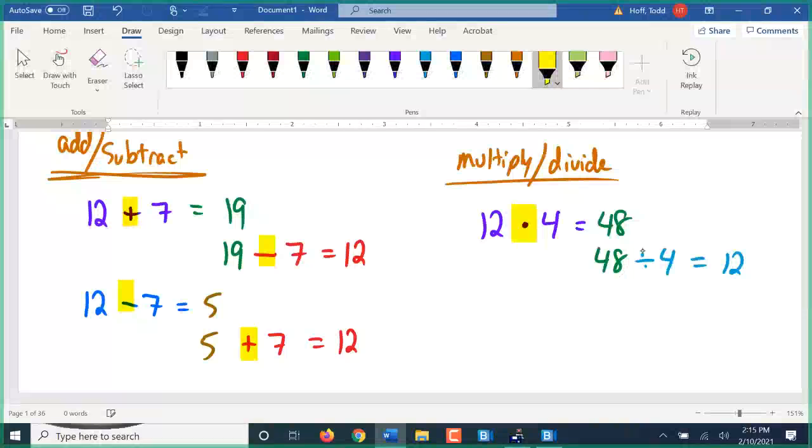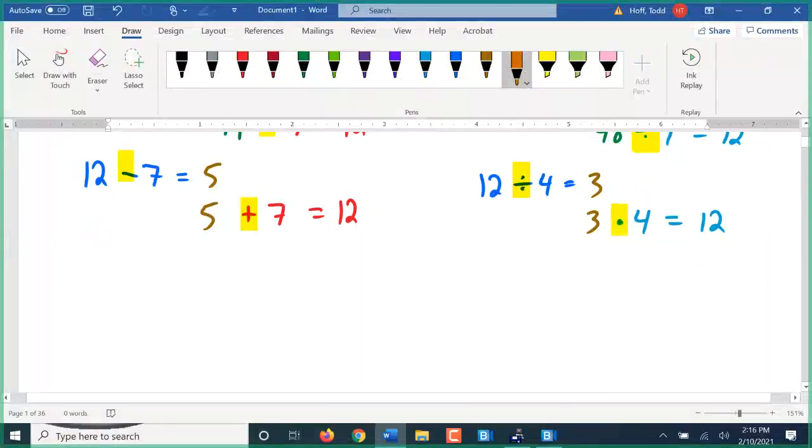Multiplying by a number and then dividing by that same number gets us right back to where we started. They reverse each other, cancel each other out. If I started with the 12 and divided by the 4, 12 divided by 4 is 3. If I want to start with that 3 and get back to the 12, I'm going to multiply by 4. 3 times 4 is 12. So here again, if we divide first and then multiply by the same number, we get right back to where we started. They cancel each other out.